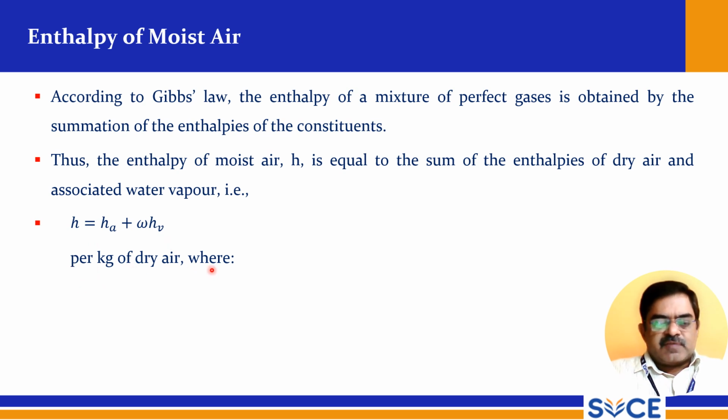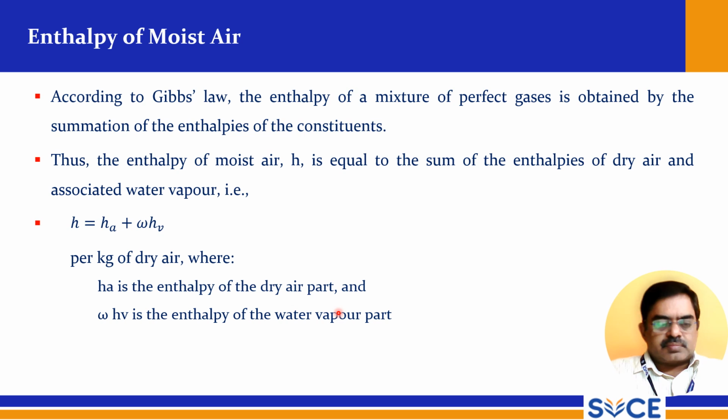So per kg of dry air, where HA is the enthalpy of the dry air part and omega HV is the enthalpy of water vapor part. So we are considering this as two parts. One is dry air part and another one is water vapor part. So now omega HV is the enthalpy of water vapor part and HA is the enthalpy of dry air part.